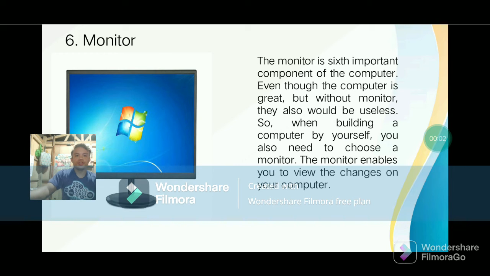6. Monitor. The monitor is the sixth important component of the computer. Even though the computer is great, without monitor, it also would be useless. So when building a computer by yourself, you also need to choose a monitor. The monitor enables you to view the changes on your computer.